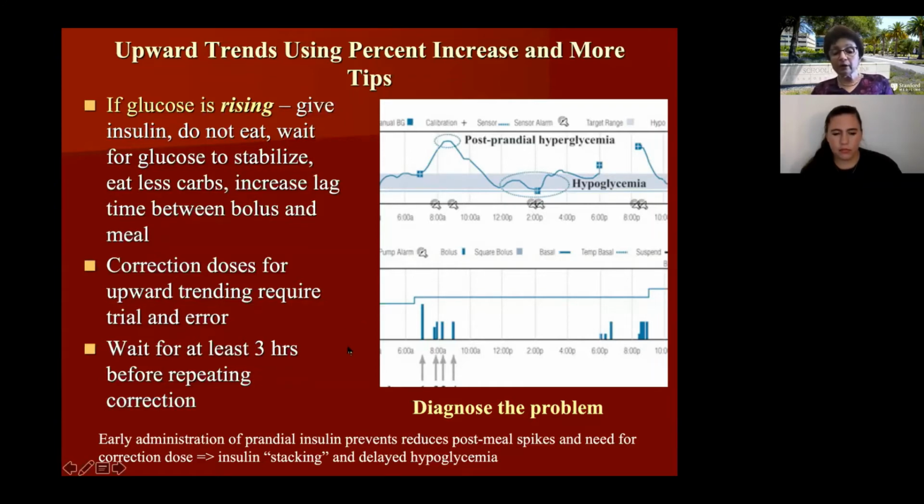So again, early administration of the insulin before a meal prevents those postprandial spikes. For example, this person gave insulin right here. You can see that if you look at the Dexcom, the numbers probably were heading up already, right? So if they're heading up already, then give more to begin with. And when you give more to begin with, hopefully you won't have that spike afterwards and you won't have to give those extra corrections. So again, avoid insulin stacking, avoid the late hypoglycemia, and then correction again.